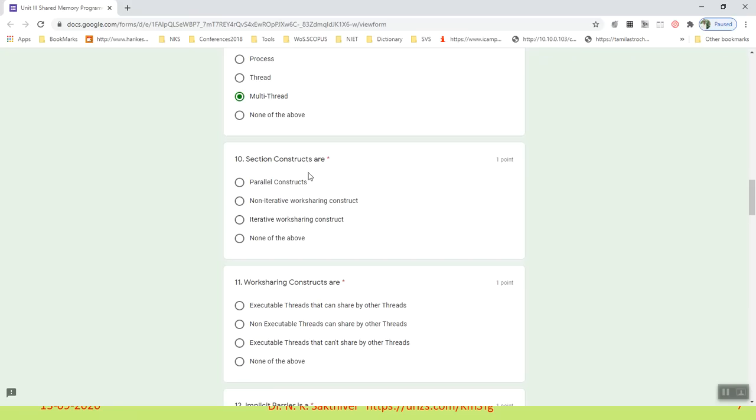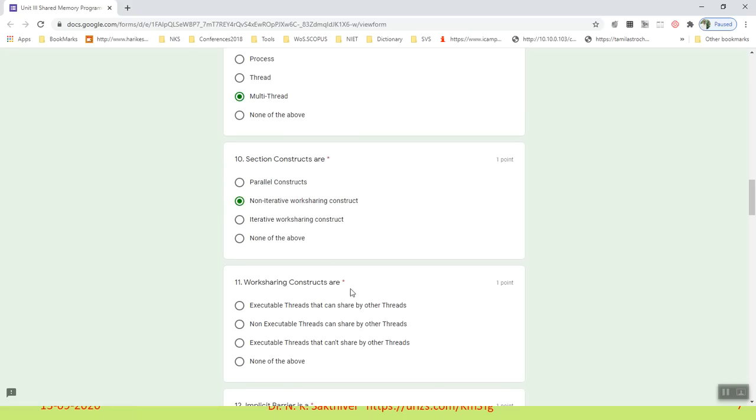10th question. Section constructs is the second one, non-iterative work sharing constructs, because a section will execute only one time, so it is non-iterative, and it is a work sharing construct. It's the correct answer.